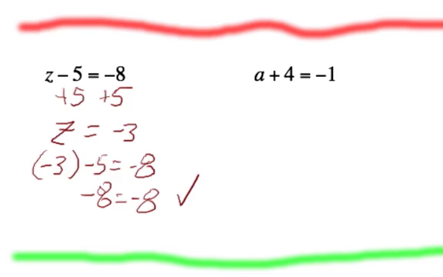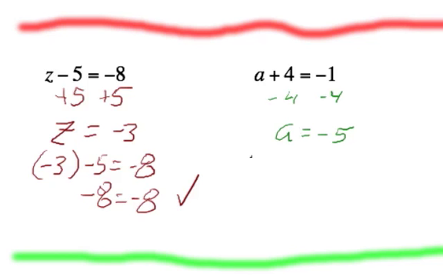Okay, how did you do? Well, a plus 4 equals negative 1. We must first subtract 4 from both sides. A plus 4 minus 4 is just plain a. Negative 1 minus 4 is negative 5. This is our final answer.